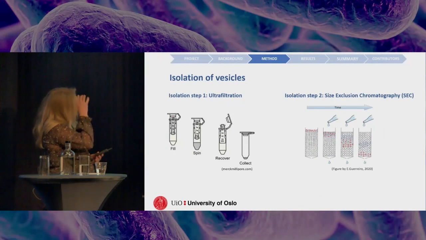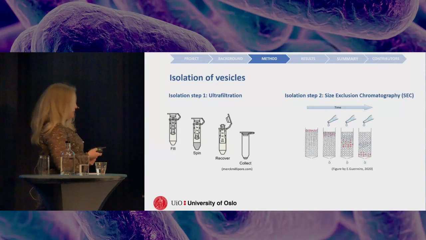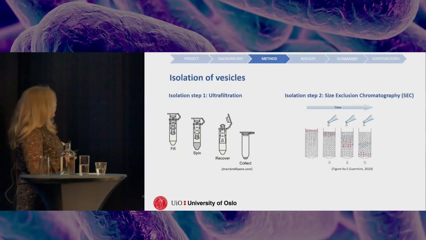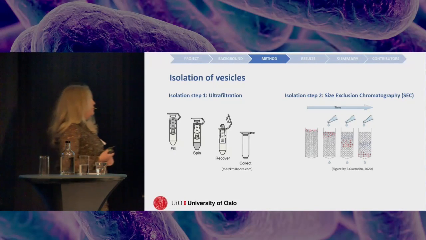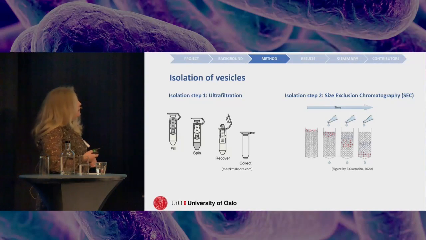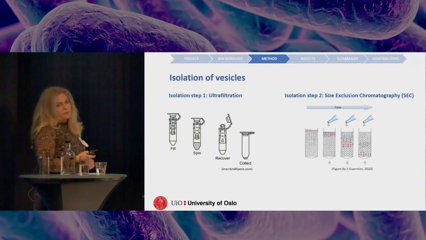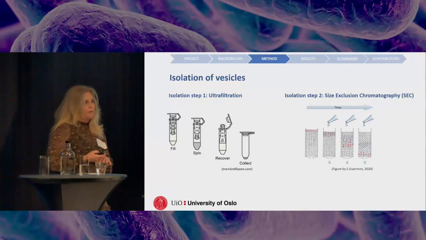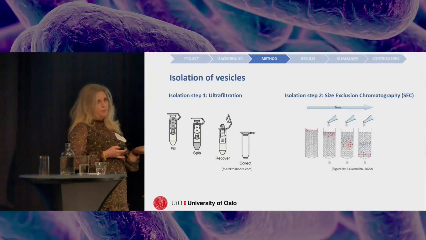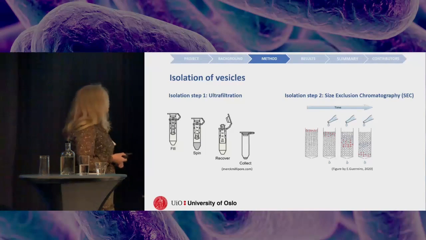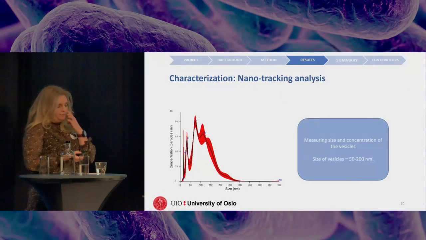And then we want to isolate the vesicles. We do that in 2 steps. First, we do the ultrafiltration, where we concentrate the supernatants through several steps. Then we do size exclusion chromatography, and the particles pass the columns based on their size, which means that the vesicles can be separated from the proteins, for example. So now we have isolated the vesicles, and then we want to characterize them.